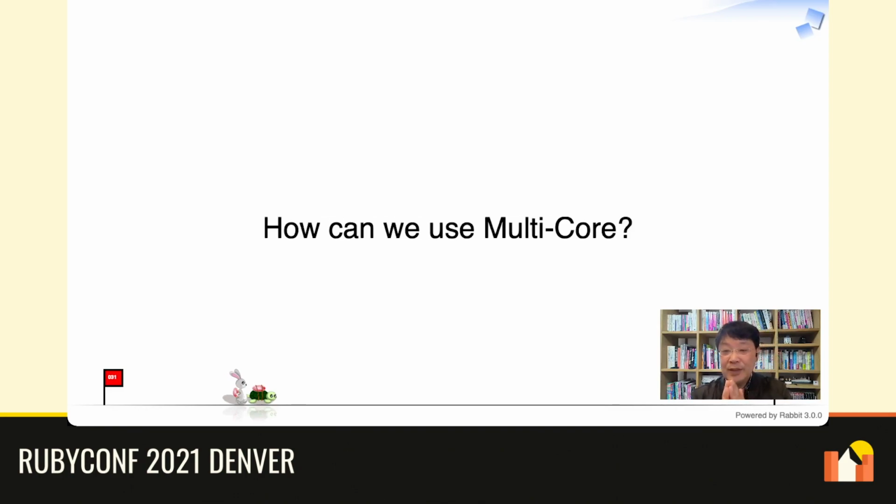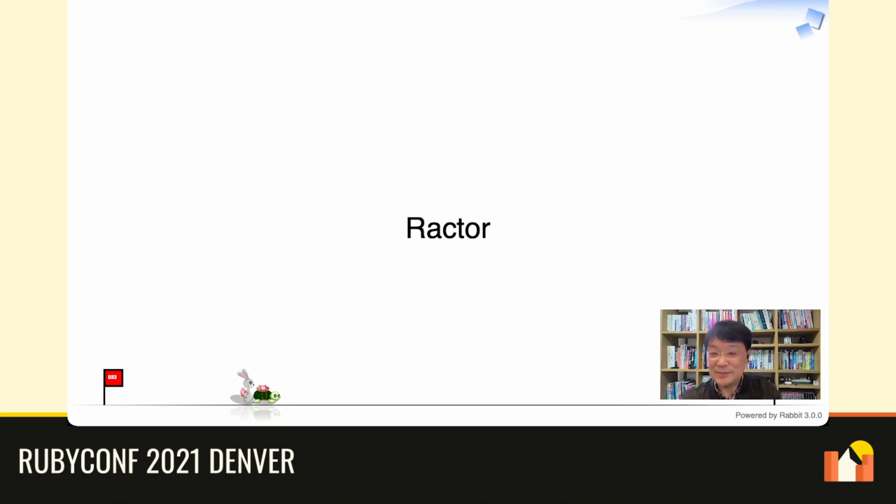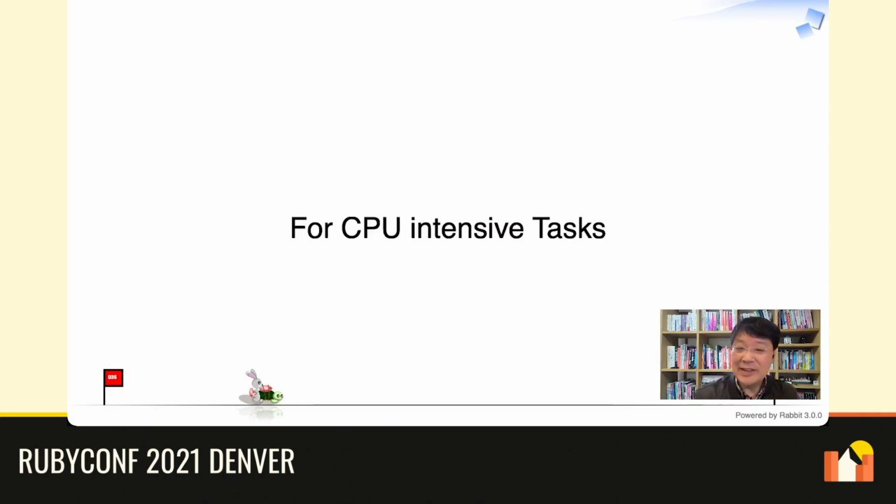But now we are in the multi-core age. How can we use multi-core for CPU-intensive tasks? We accomplish the improvement by using something named Ractor. Ractor stands for Ruby actor, so it's kind of like an actor model, which can be used for CPU-intensive tasks.